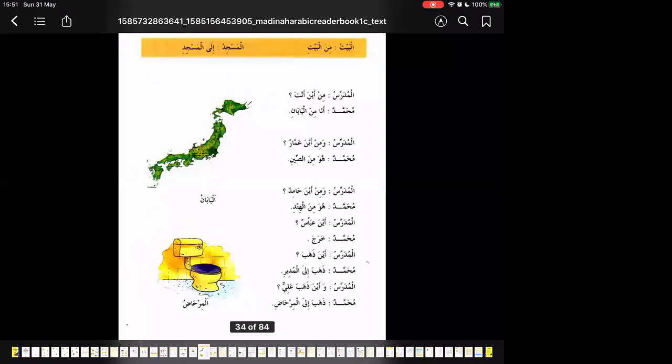Al-mudarris: ayna Abbas? Where is Abbas? Muhammad replies, kharaja. He left. Al-mudarris: ayna dhahaba? Where did he go? Muhammad replies, dhahaba ila al-mudir. He went to the principal. Al-mudarris: wa ayna dhahaba Ali? And where did Ali go? Muhammad replies, dhahaba ila al-mirhad. He has gone to the toilet. So here we learn the use of min and ila.